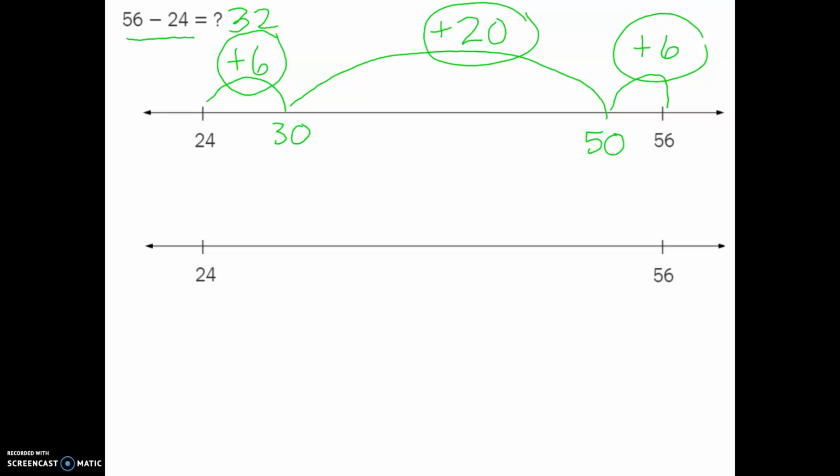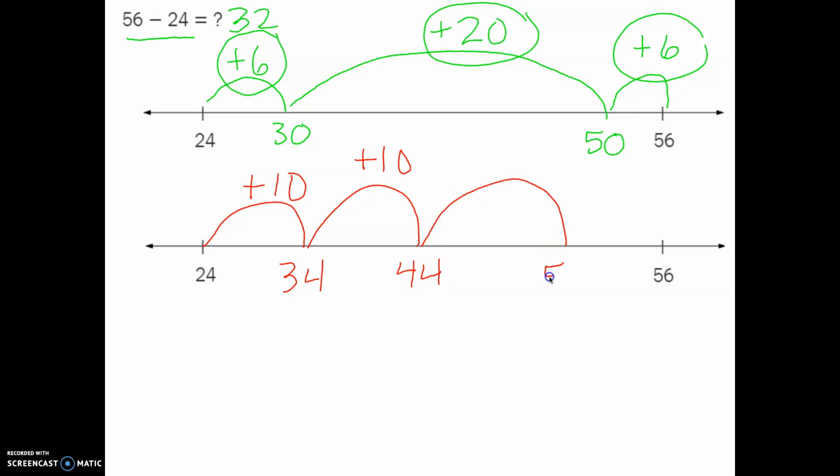But you know what? I'm going to go like this time. Let's go with 10. That's going to be 34. Let's go with another 10. That's going to be 44. Another 10. Well, that's going to be 54. Then 54 to 56. That's going to be 2.